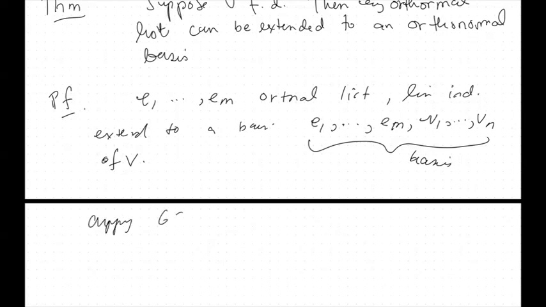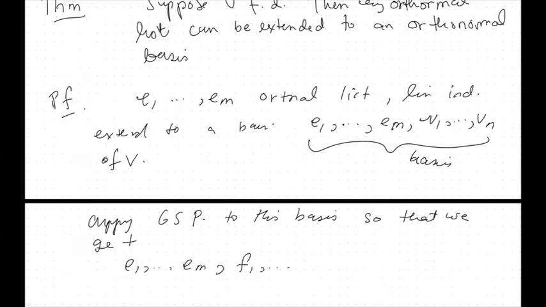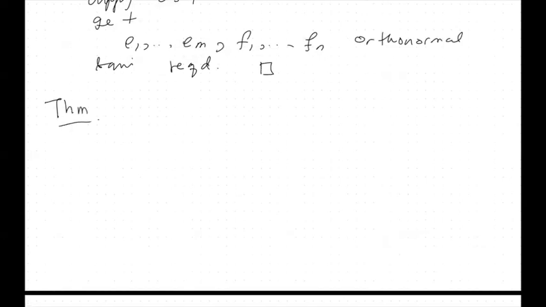Apply the Gram-Schmidt procedure to this basis, so that we get E1 to EM, F1 to Fn. The orthonormal basis required. Okay.